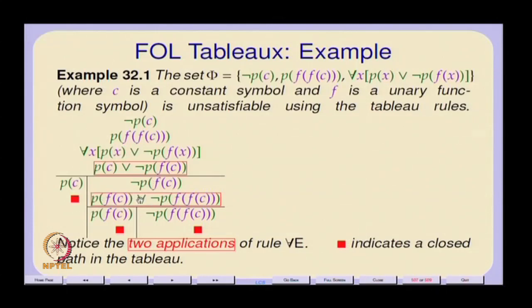Okay, this OR implies branching again, and this P of f c contradicts this not P of f c. So, this path closes, and this not P f of c contradicts this P f of c, and so this path is also closed. So, there is a difference here.